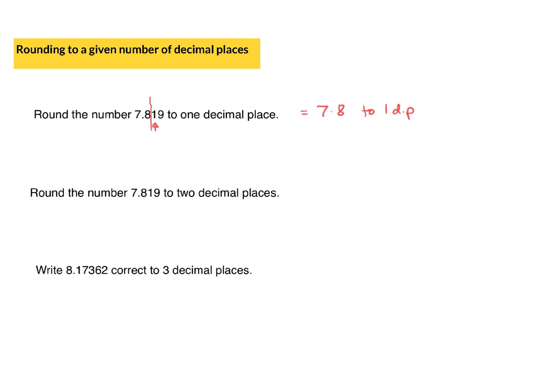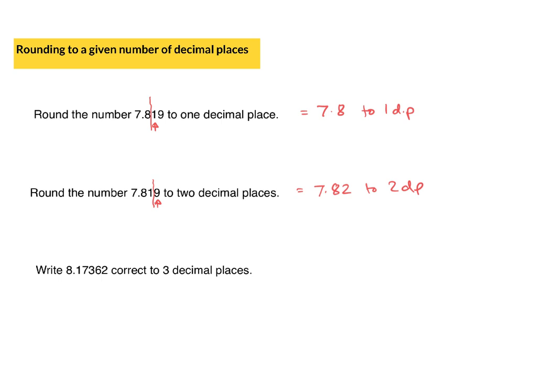The second one is the same number, but we're rounding to 2 decimal places. So the second decimal place will be the 1. So we cut here. The 9 is 5 or more. So that means we round up this time. So this time we get an answer of 7.82 to 2 decimal places. The 1 becomes a 2 because the 9 rounds it up.